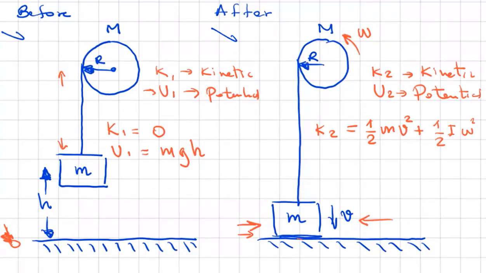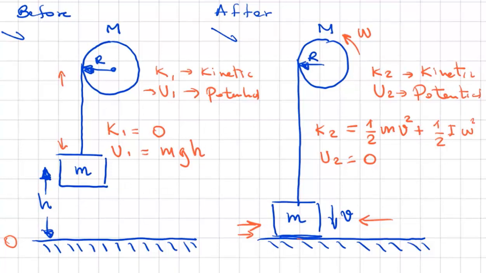We said that at the floor the block of mass m has potential energy equal to 0, because that point of the problem is the reference, right? The floor is the reference of the problem, so the potential energy is equal to 0 right there when the block hits the floor, and we write it down like that, right?